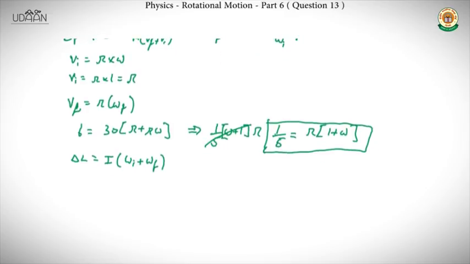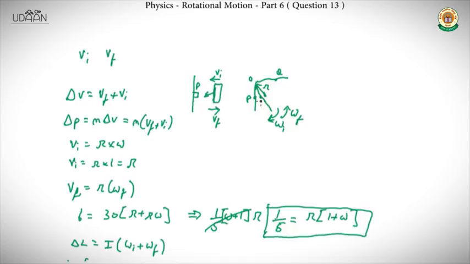So from this we will see that delta L will be equal to delta P into 0.5, equal to I into 1 plus omega. And delta P is 6, so we get 3 equal to I into 1 plus omega, and this I will be the moment of inertia for this body, this plate.